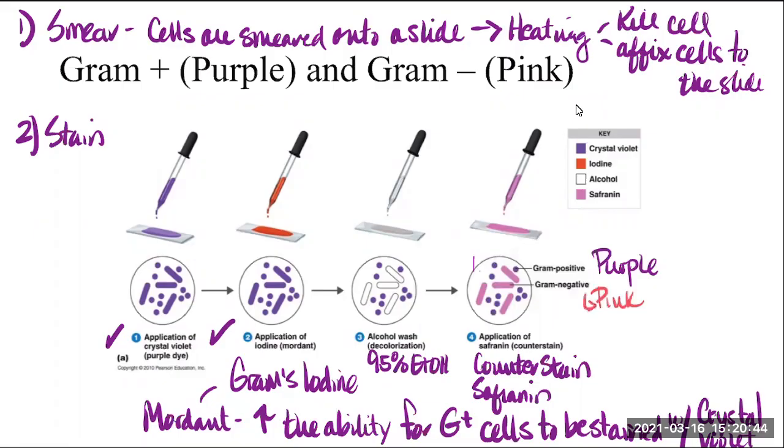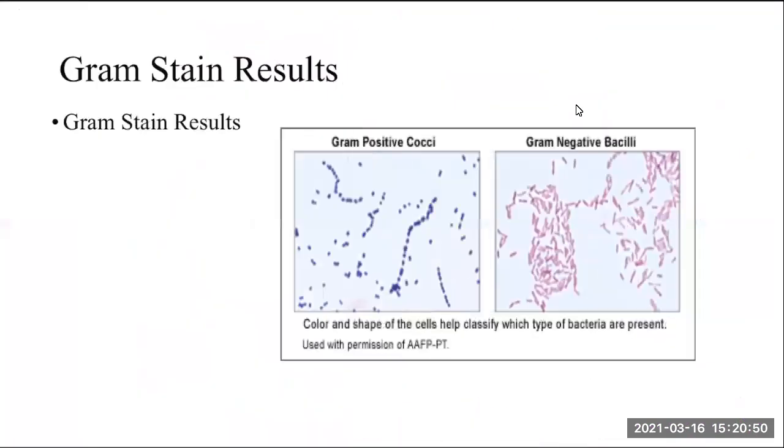Okay. Any questions about that? Great. So pretty much these are the Gram stain results. Here we have Gram-positive cells. These Gram-positive cells are going to be purple. And then we have Gram-negative cells, and the Gram-negative cells are going to be pink.